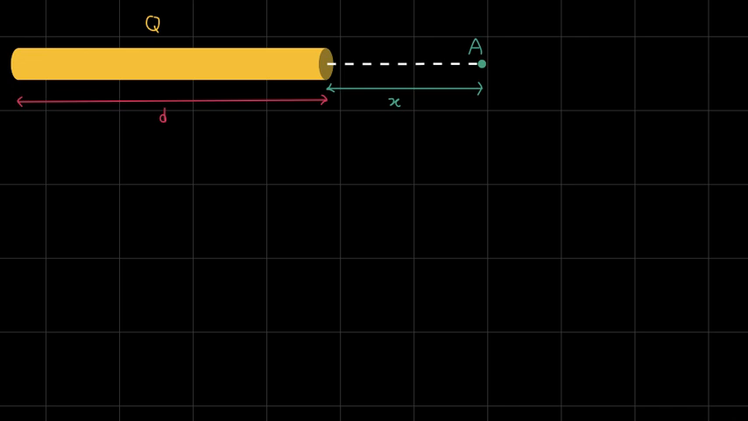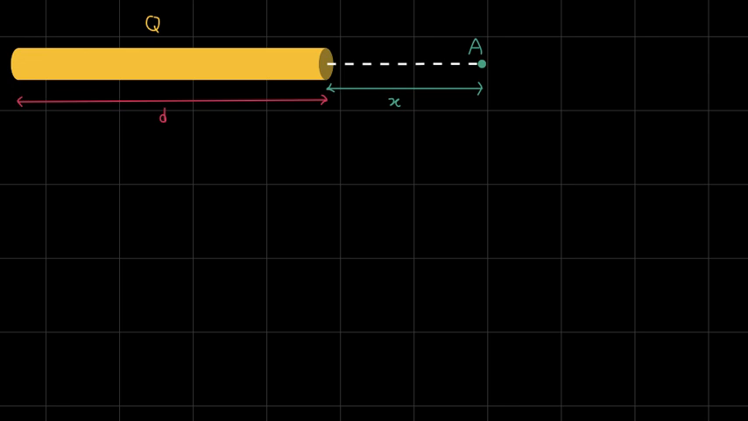A uniformly charged thin rod has length d and total charge capital Q. The rod is lying on the horizontal axis. First of all, we'd like to find the electric potential at point A, which is at a distance x from the right end of the rod, also on the horizontal axis. This is a one-dimensional problem.